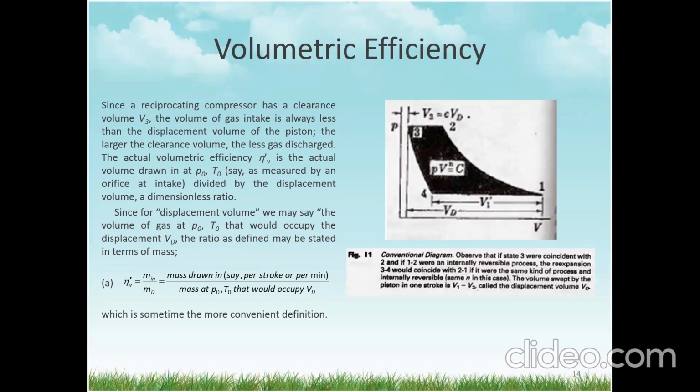So, for displacement volume, we may say the volume of gas at P sub O, T sub O would occupy the mass displacement B sub D. The ratio as defined may be stated in terms of mass. So, the volumetric efficiency is the ratio of mass drawn in divided by mass displaced, that is, mass drawn in per stroke or per minute over the mass at P sub O, T sub O that would occupy B sub D, which is sometimes the more convenient definition.